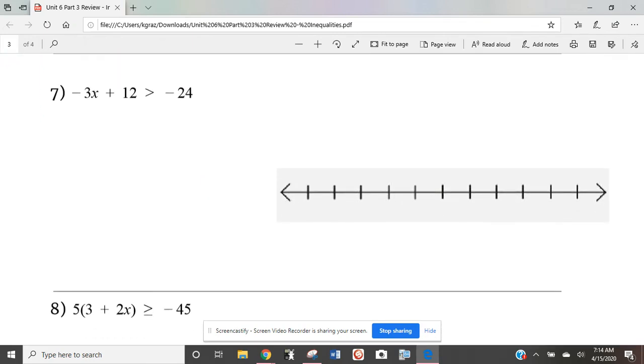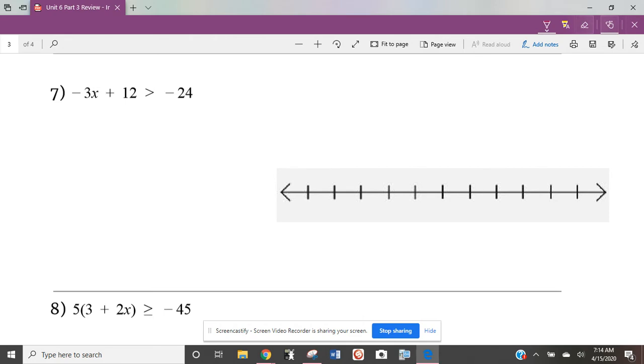Okay, let's do another one. All right, so just like the other one, we are going to subtract 12. Okay, remember this negative 3 isn't subtraction, right? It's multiplication. So we're going to do addition and subtraction before we do division and multiplication. So I'm going to subtract 12 from both sides.